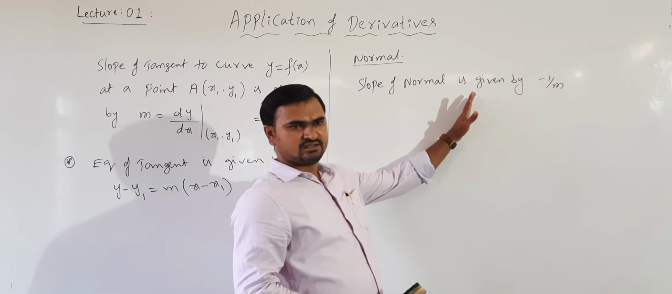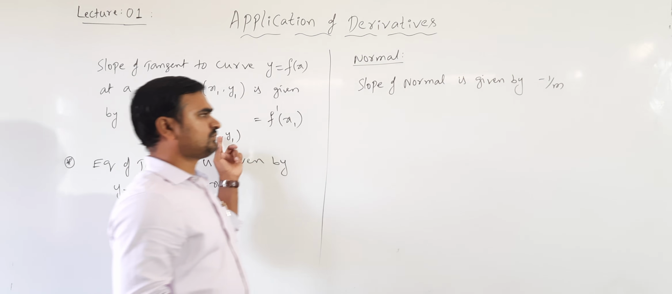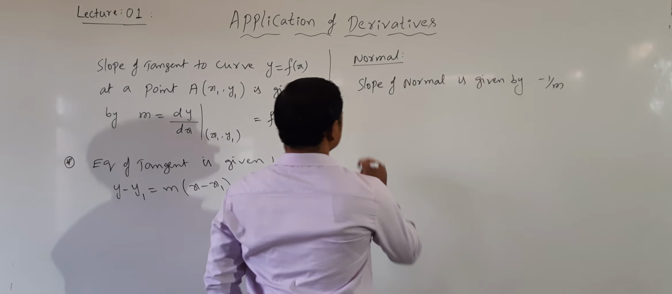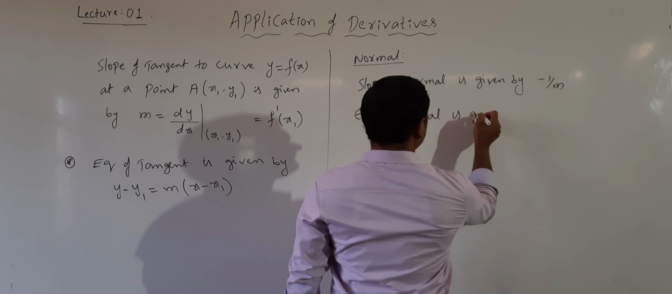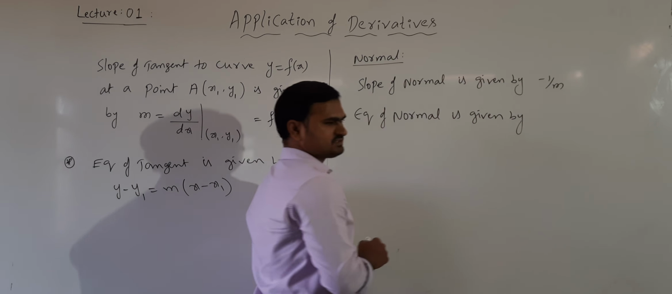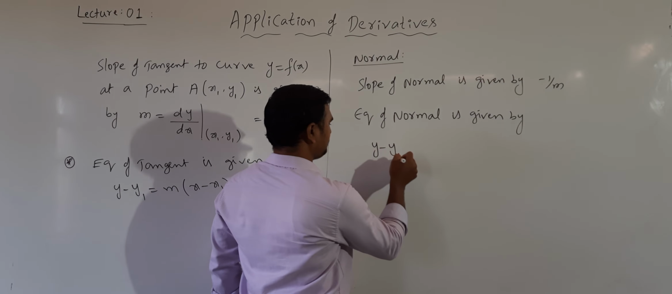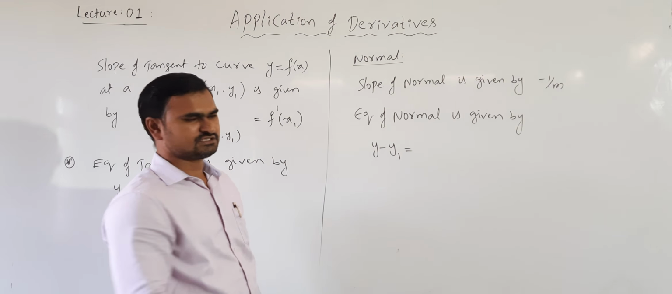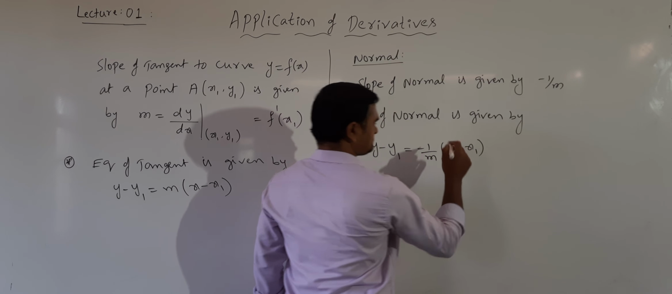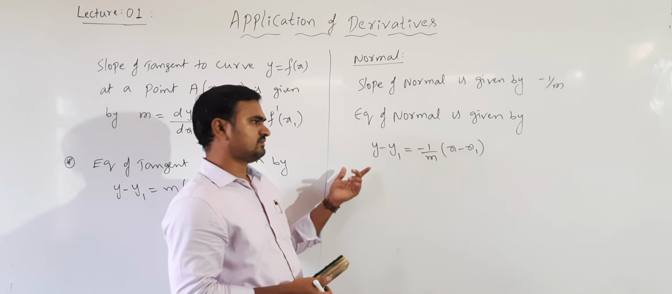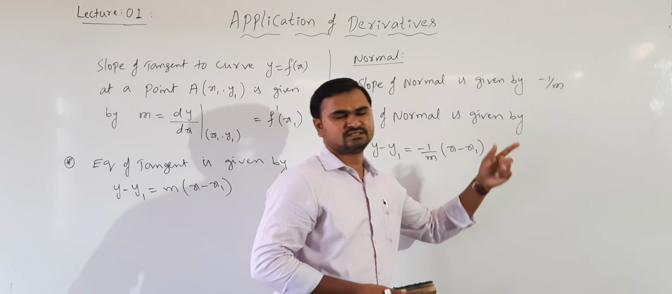We know the slope of normal, and we can see the normal also passes through this point. So the point we know and the slope we know. How can I get the equation of normal? It is passing through that same point, so y minus y1 is equal to the slope, which is minus 1 by m, into x minus x1. So the equation of normal is y minus y1 is equal to minus 1 by m into x minus x1.